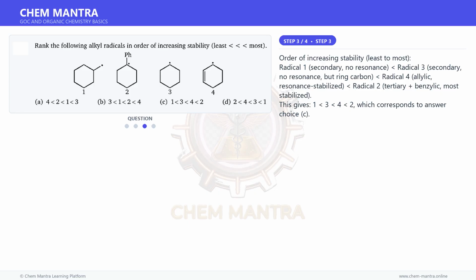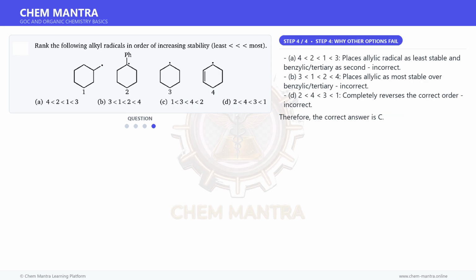Order of increasing stability, least to most. Radical 1, secondary, no resonance. Radical 3, secondary, no resonance, but ring carbon. Radical 4, allylic, resonance stabilized. Radical 2, tertiary plus benzylic, most stabilized. This gives 1, 3, 4, 2, which corresponds to answer choice C.